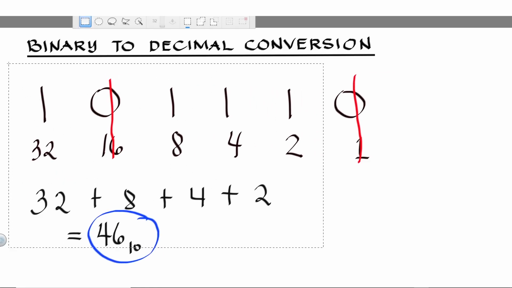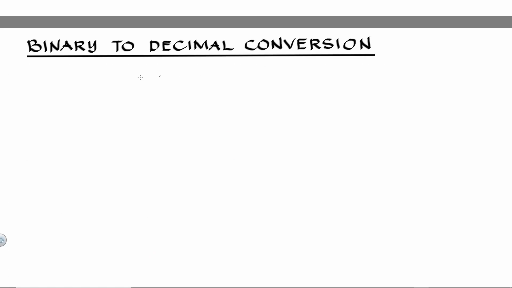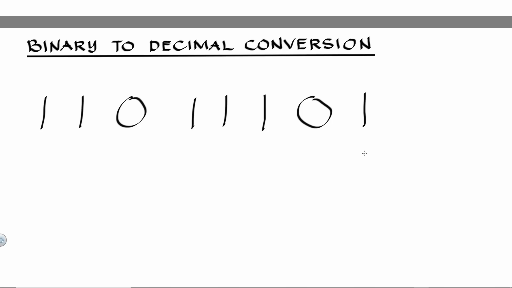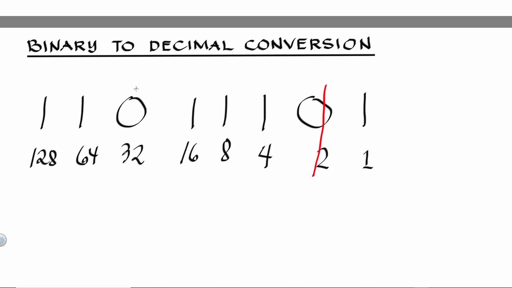And for our third example, we have 1 1 0 1 1 1 0 1. Then put 1 under the rightmost digit, then double the number: 2, 4, 8, 16, 32, 64, and 128. Next is to cancel all the zeros and the numbers underneath them.